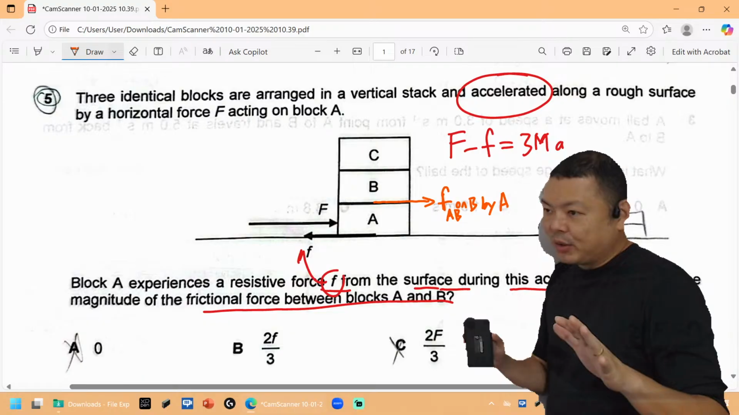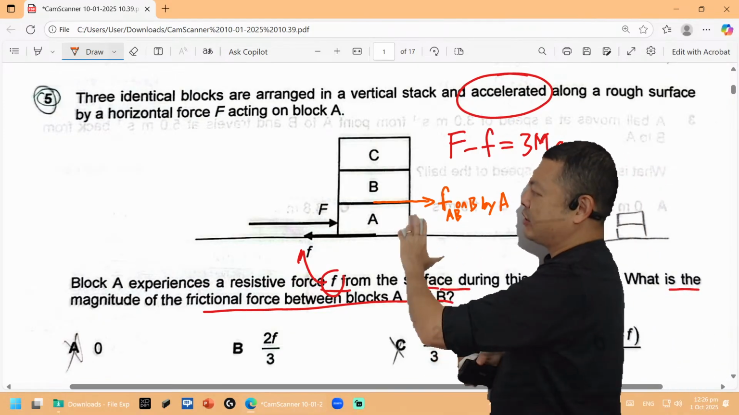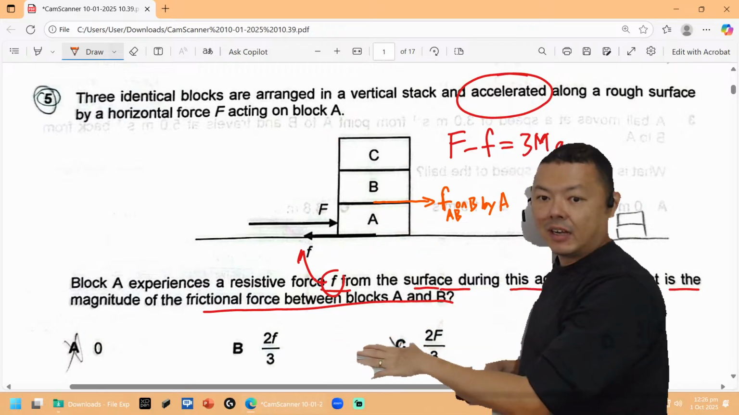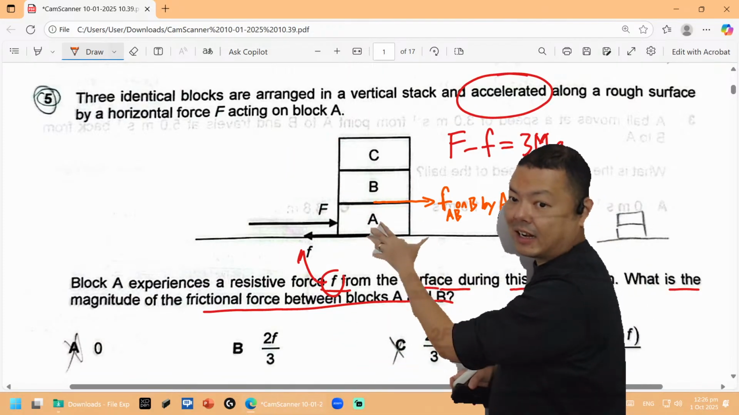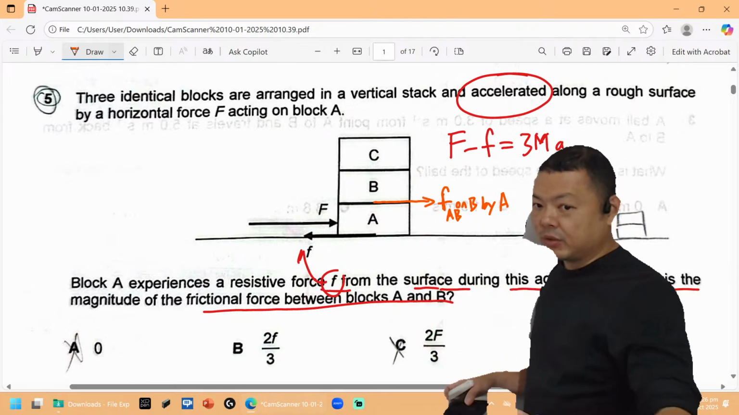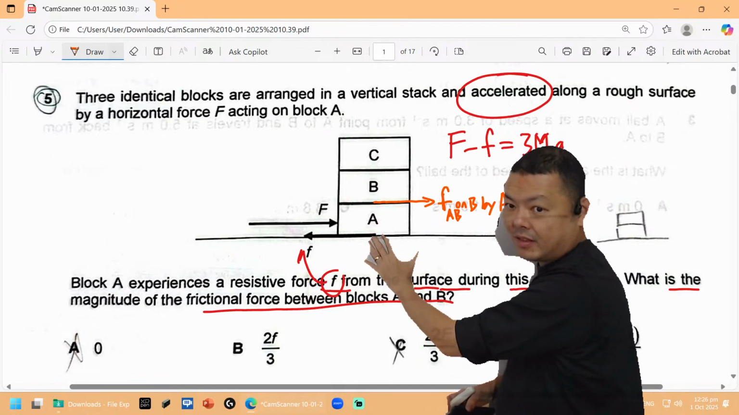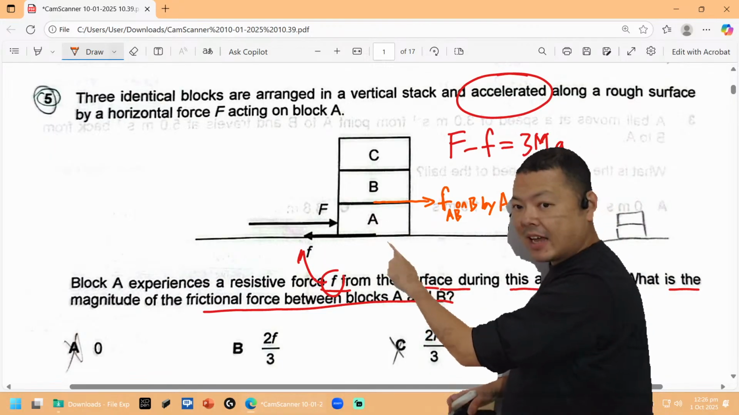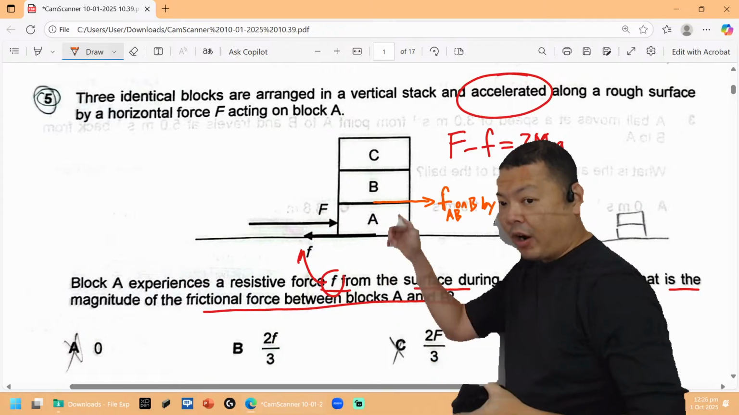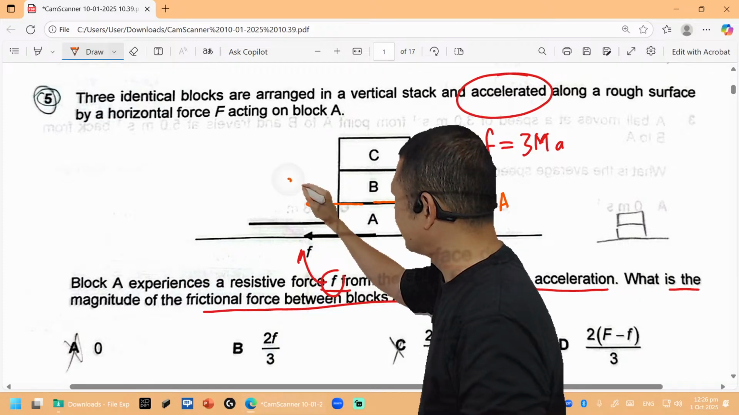Hang on, slowly. Your issue now is not about the answer to this question. You need to understand the underlying concepts. I can easily just tell you, but you will still not get it. This is for your long game. You must also understand there is also a friction acting on A by B, backwards, like this.